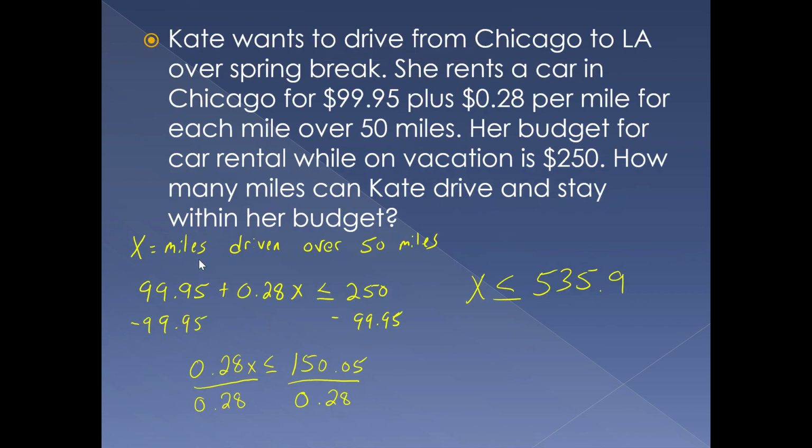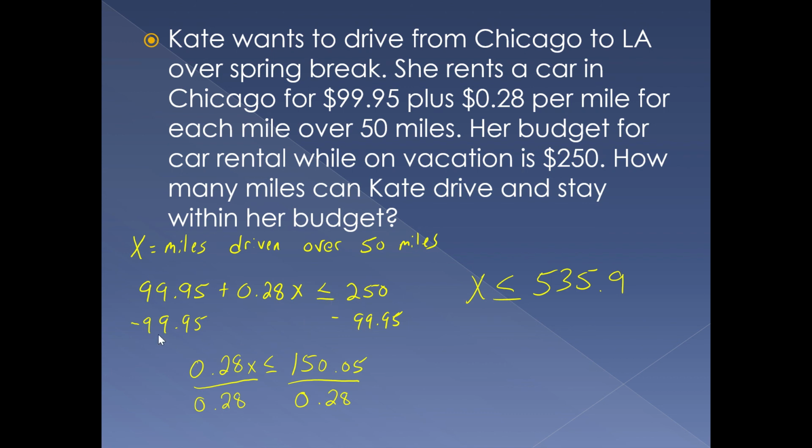All right, so x is going to be the miles driven over 50 miles because anything up to 50 miles, there's no additional charge. Kate is only going to pay $99.95, whether she drives 0 miles or 50 miles. Now, anything over 50 miles, that's where she starts to get charged 28 cents per mile. So x is the miles driven over 50 miles. So $99.95, that is the flat charge she's going to have. We're adding to that 0.28 multiplied by the number of miles over 50 miles. She's budgeted up to $250. So the amount she spends, which is right here, is less than or equal to $250.